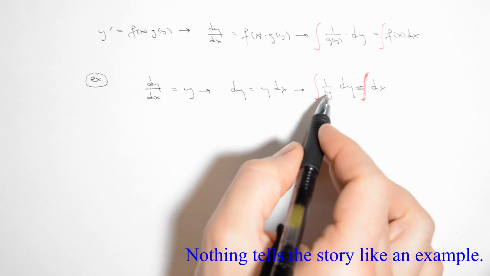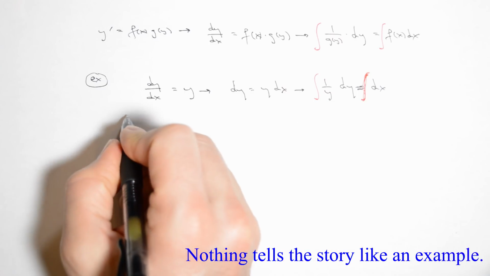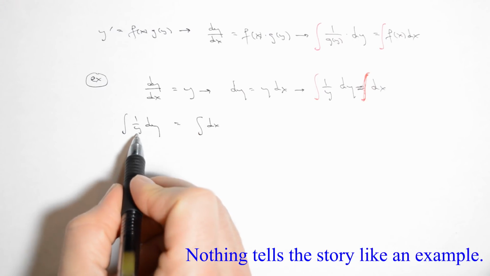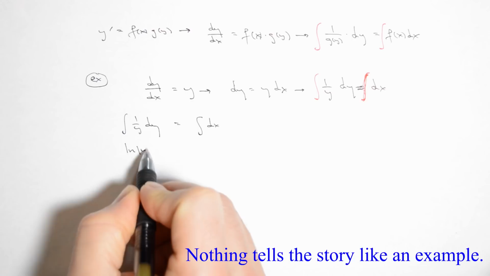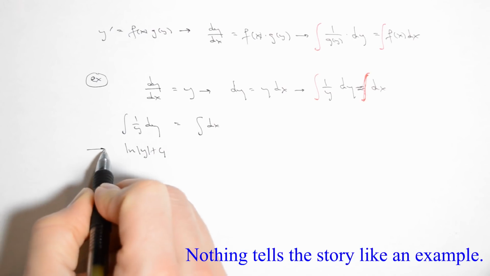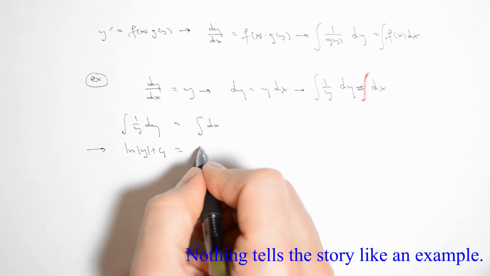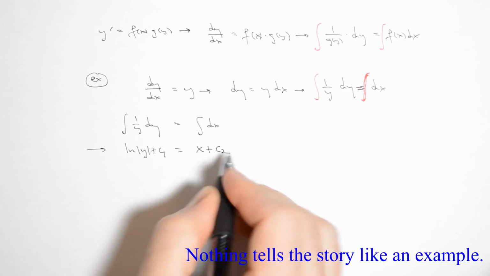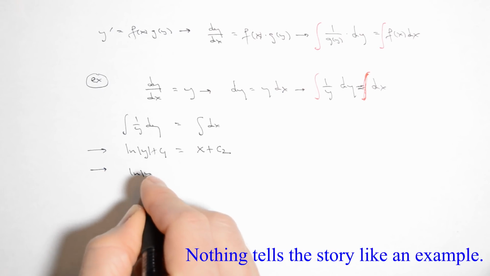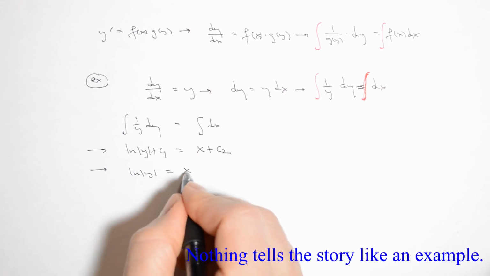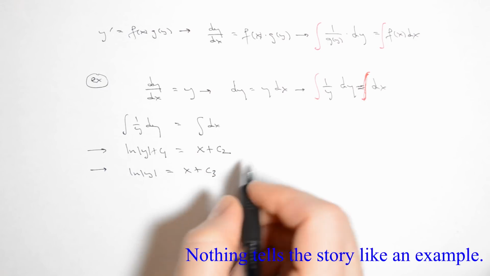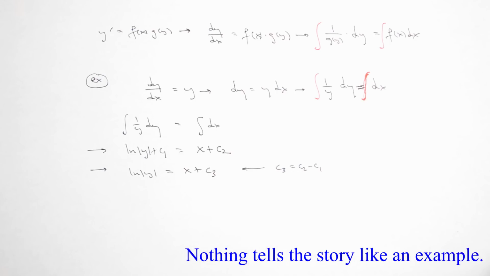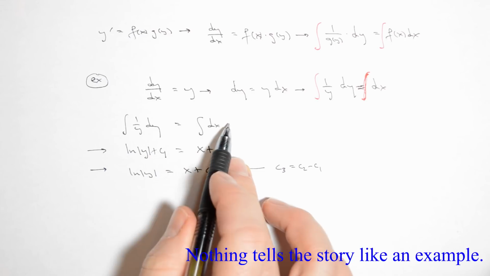What is the integral of 1/y dy? The integral of 1/y dy equals the integral of dx. This is now the natural log of the absolute value of y plus a constant. Meanwhile, the integral of dx is just x plus another constant. This is a constant c1, this is a constant c2. We can rewrite this overall with one constant by combining the two, so x + c3, where c3 can be thought of as c2 minus c1. Now I have one constant of integration overall.